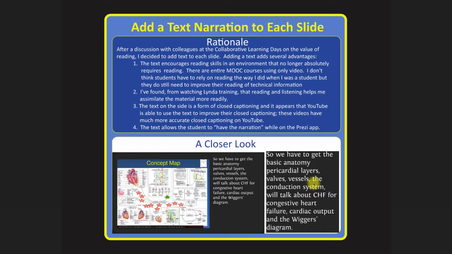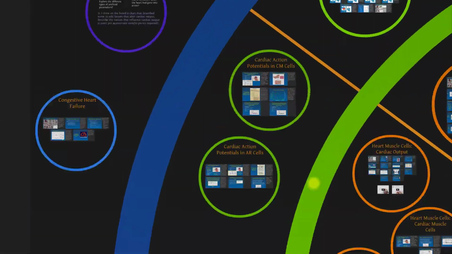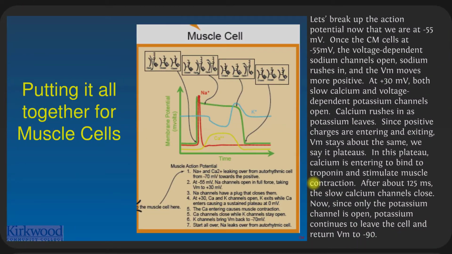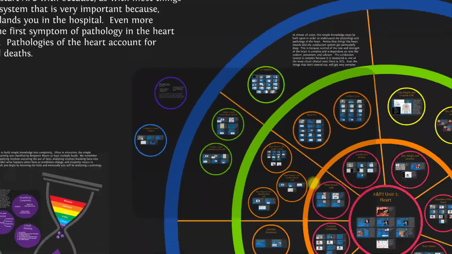Lastly, the text allows a student to kind of have a narration while just on the Prezi app. So maybe they're in a place where they can't listen, well, they can still read the narration on the Prezi app. And that essentially makes the textbook not necessarily dependent on sound when you're on the smartphone app on Prezi. So here again, just an example of each of the slides has text off to the side.